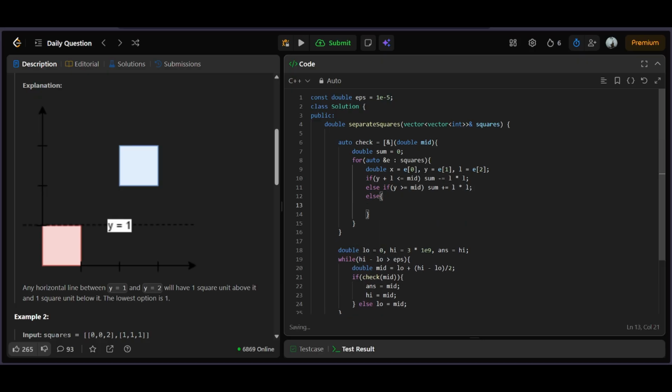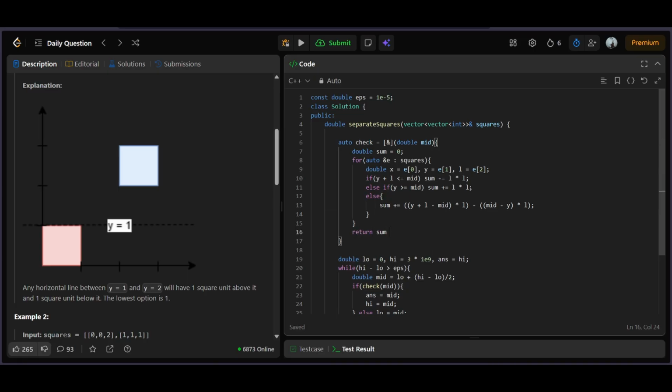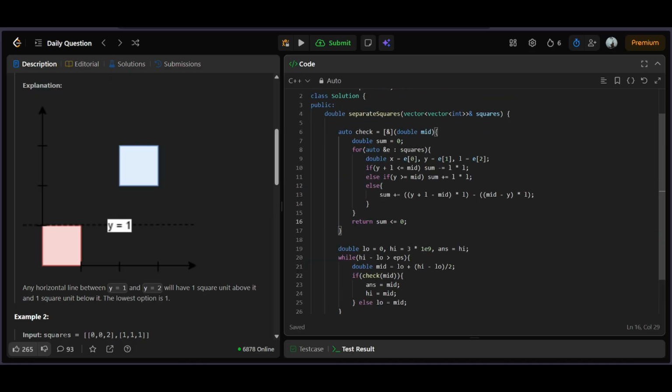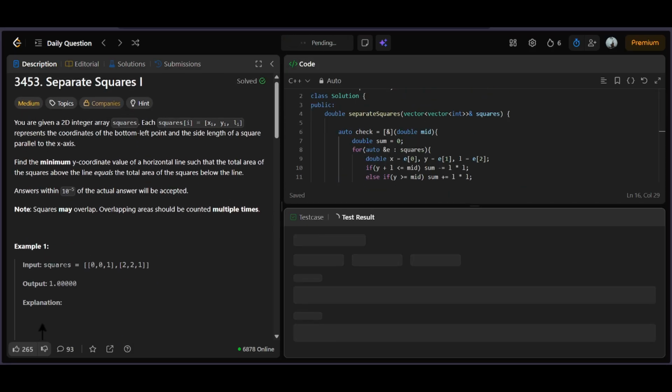In the else case, right, we will increment it by the upper half, which we already told is this formula, into L. Okay, and we will subtract what? Mid minus y into L, the lower half of the dissecting. Finally, we will see if that's less than or equal to 0. Right, that's so simple. Let's run it.